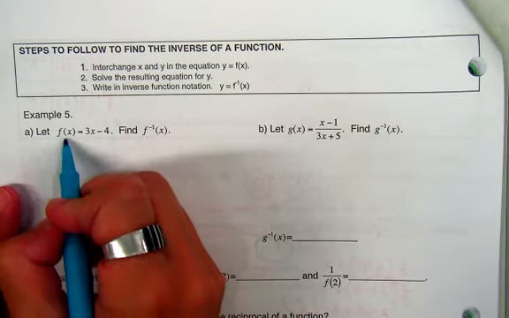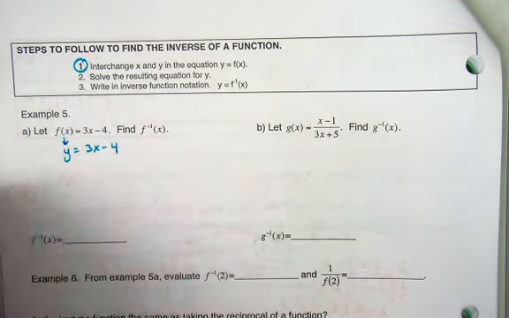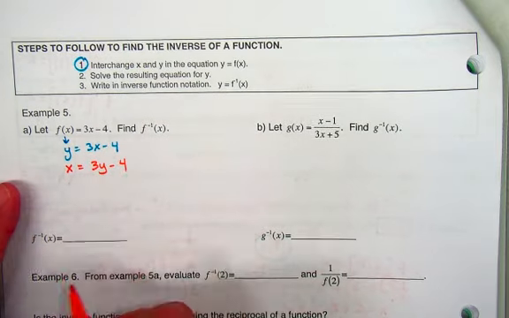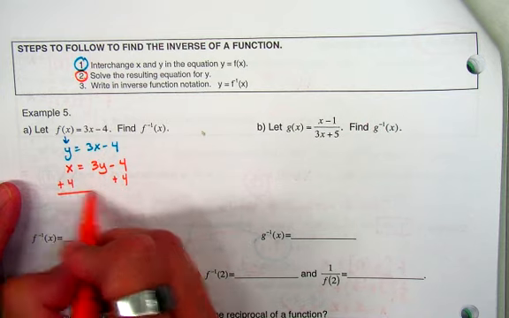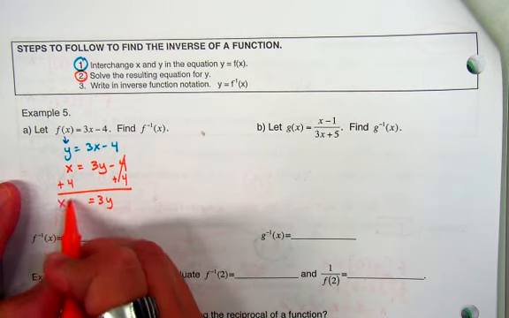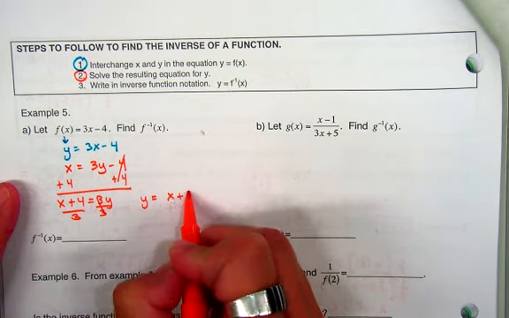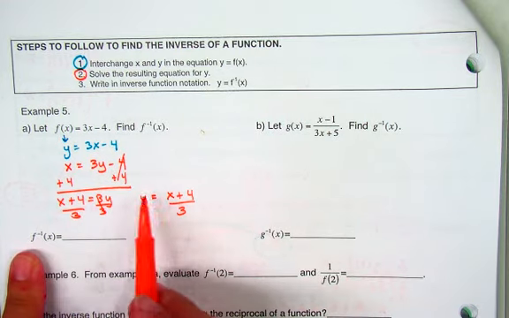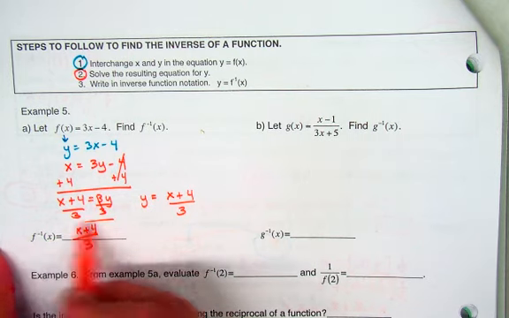So the first one, switch this to y equals 3x minus 4. Step 1, interchange x and y. So I rewrite it as x equals 3y minus 4. Step 2, solve for y. I got the easy one here. Okay, so I have y equals x plus 4 over 3. You could rewrite that as 1/3 x plus 4/3 if you want. I don't care. And then I just rewrite it in the inverse notation. So instead of y now, I write f inverse of x equals x plus 4 over 3. And I'm done.